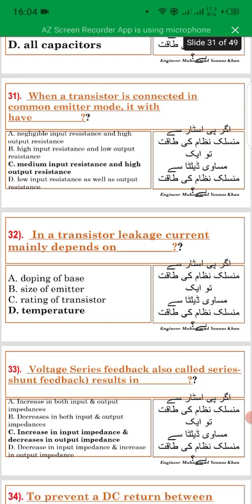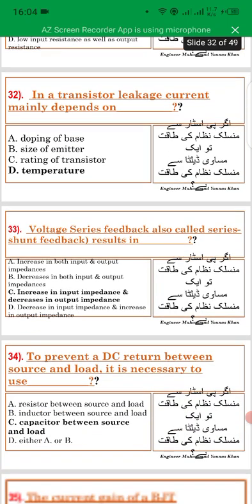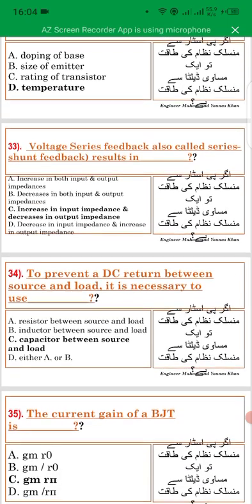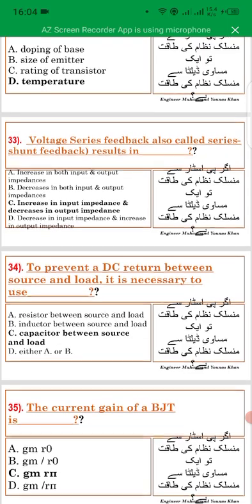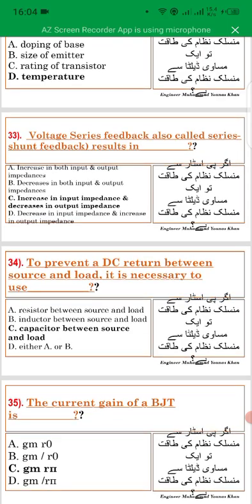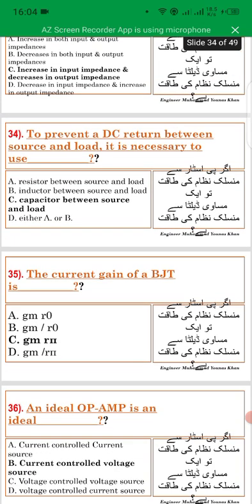When a transistor is connected in common emitter mode, it will have medium input resistance and high output resistance. In a transistor, leakage current mainly depends on temperature. Voltage series feedback, also called series shunt feedback, results in increase in input impedance and decrease in output impedance.